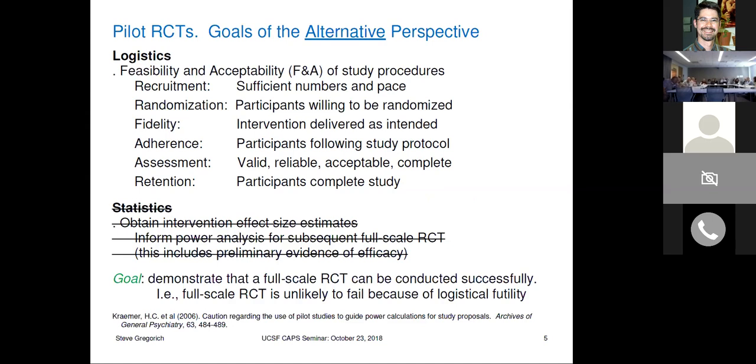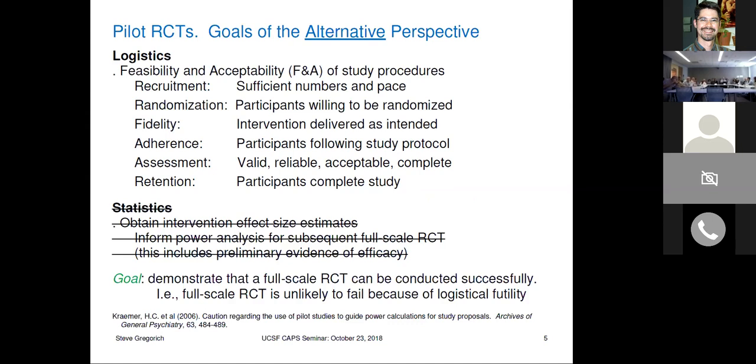If you have a full-scale RCT, it might be stopped because you might have interim testing. So it might be stopped because of statistical futility. It might be stopped because your interim results suggest efficacy, and it's time to stop because you don't need to go further. It could be stopped for safety reasons, but it also could be stopped for what's called logistical futility.